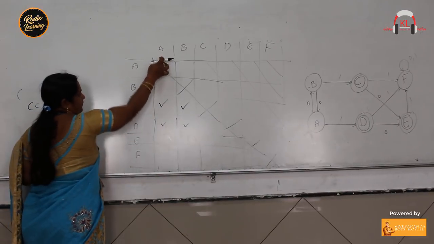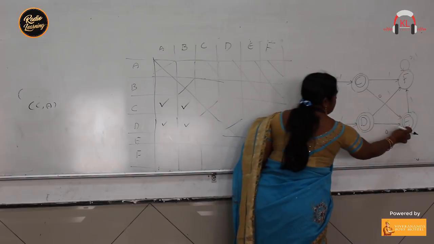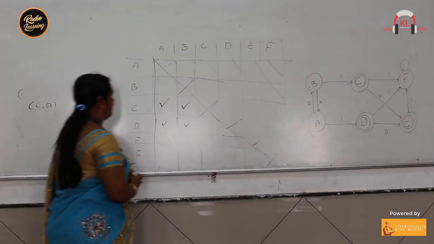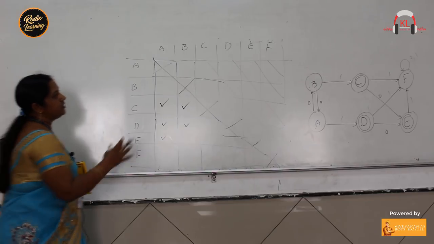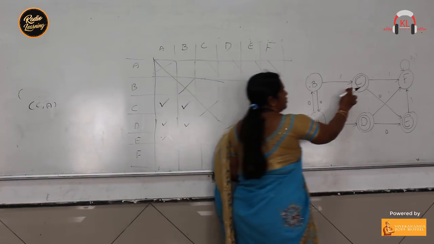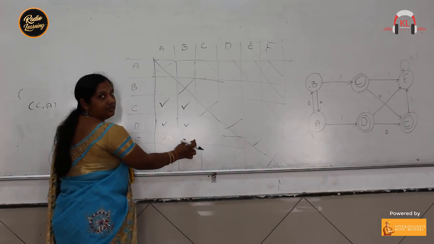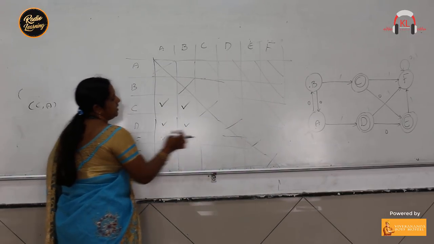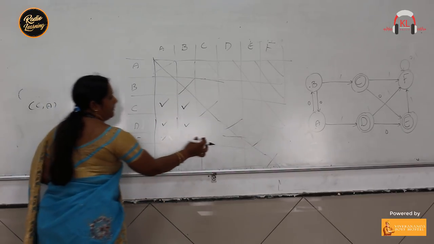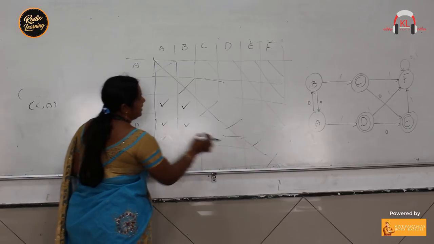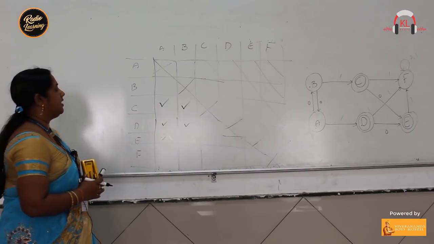Next one, EA. If you take EA, then E is a final state and A is not a final state, so you mark this cell. Next, EB. Here both are not final states... Next, EC. These two are final states, so I am not marking and I am leaving this cell as it is. Next, I have ED. Both are final states, so I am not marking anything.